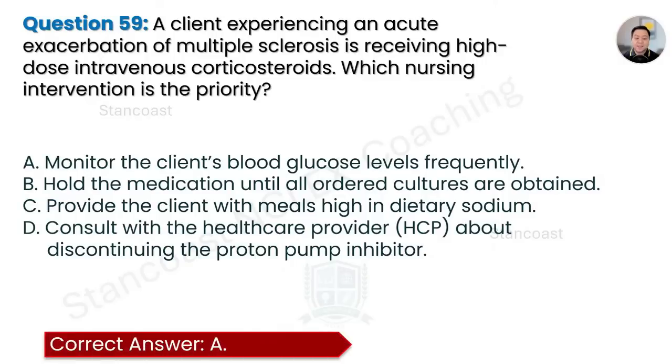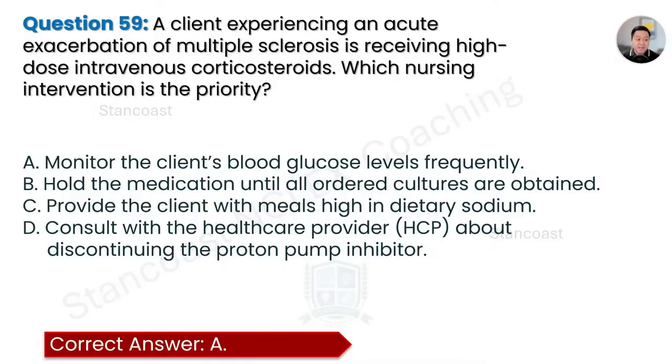The answer is letter A, because corticosteroids interfere with glucose metabolism by reducing insulin action, and this can lead to elevation of the blood glucose level. So there is a need for us to do frequent glucose monitoring, and this is the priority to detect and also manage hyperglycemia early. And so if you had selected letter B, C, and D, these are all incorrect.